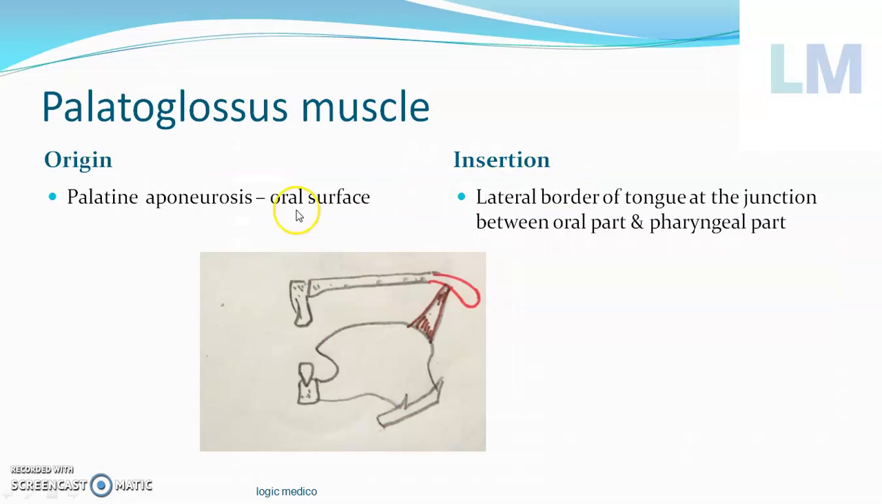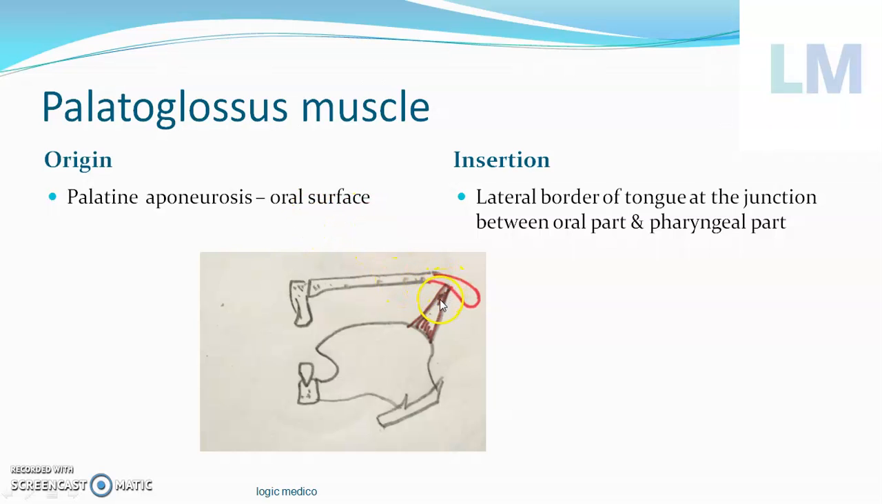So let's see the origin and insertion. Within the soft palate there is one framework. It's called the palatine aponeurosis. So this muscle definitely takes origin from the soft palate, but from which area? If you want marks in the exam, you have to write palatine aponeurosis. Of course, it's the oral surface because the tongue is towards the oral cavity, right? The palatine aponeurosis has two surfaces, oral surface and pharyngeal surface. So this muscle, palatoglossus, takes origin from the palatine aponeurosis from the oral surface.